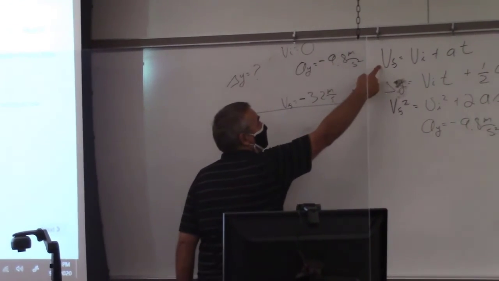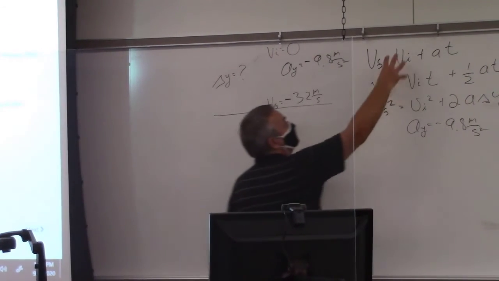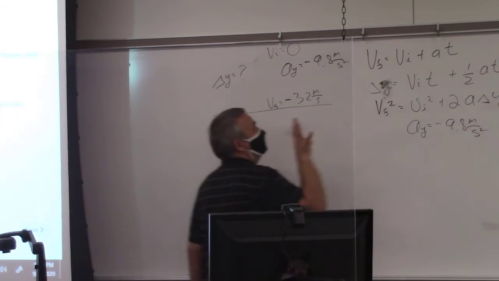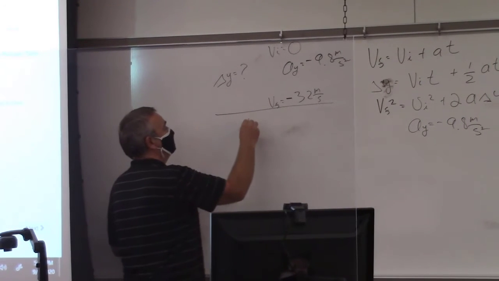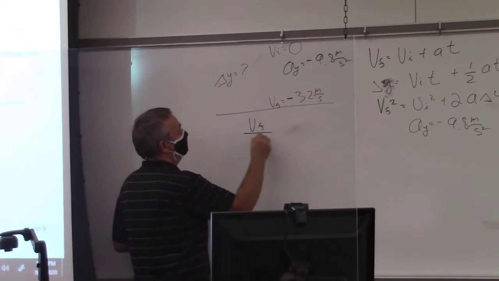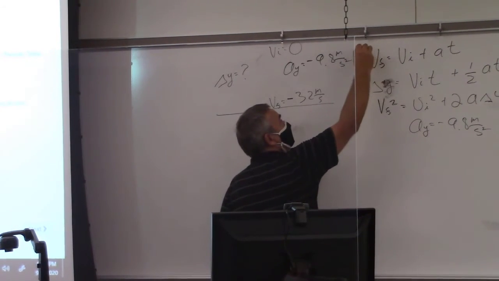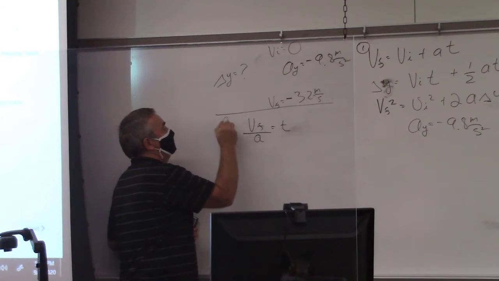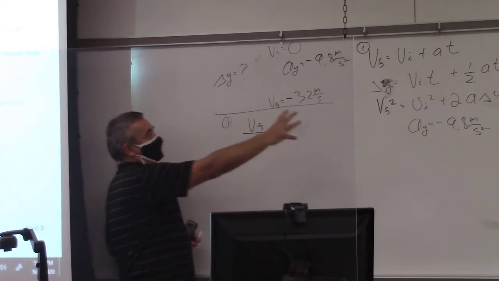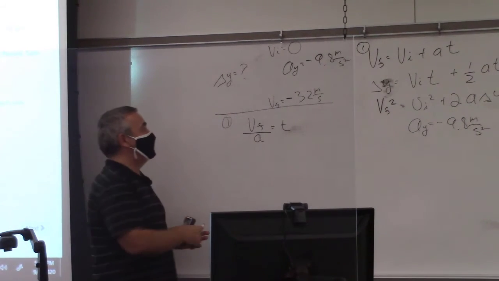Let's use the first equation to figure out the amount of time. So the initial speed was 0. So remember, that's 0. Final velocity divided by acceleration will give you time. That's coming from the first equation. I'm limited on the amount of space, so this is 0. Divide both sides by acceleration to get the time.